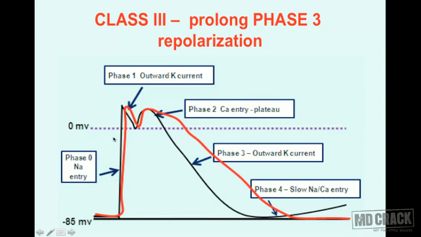So the black curve is the original curve and the red one is the class 3 agents. And look at the curve. It's going almost parallel because there's no effect on phase 0, 1 or 2, and from here you see the curve is going out, more outwards than the original black curve. So that's the prolongation of phase 3, or they're prolonging the repolarization, and they inhibit the outward potassium current. That's the reason, and no effect on phase 4. So that's about class 3 agents.